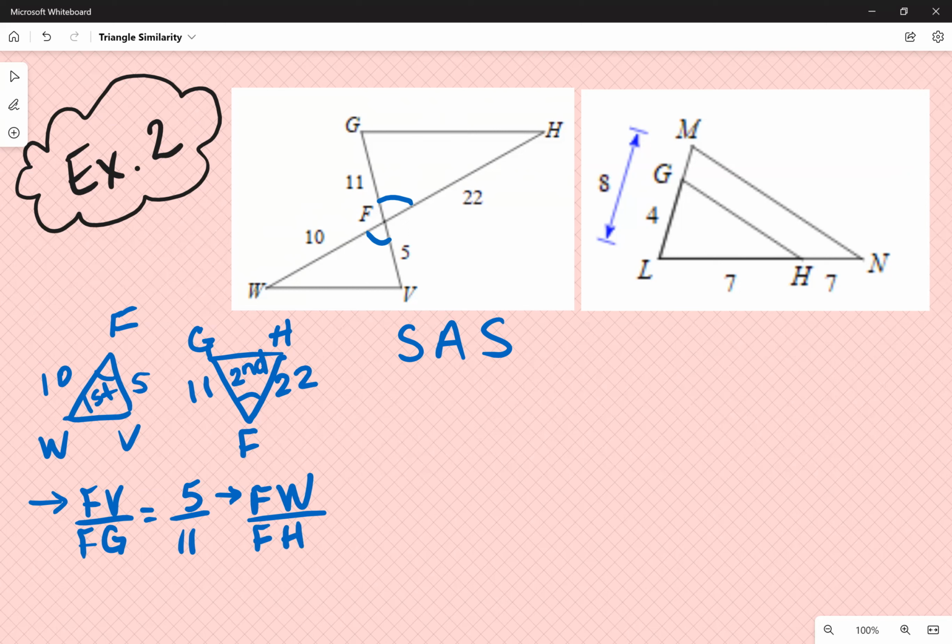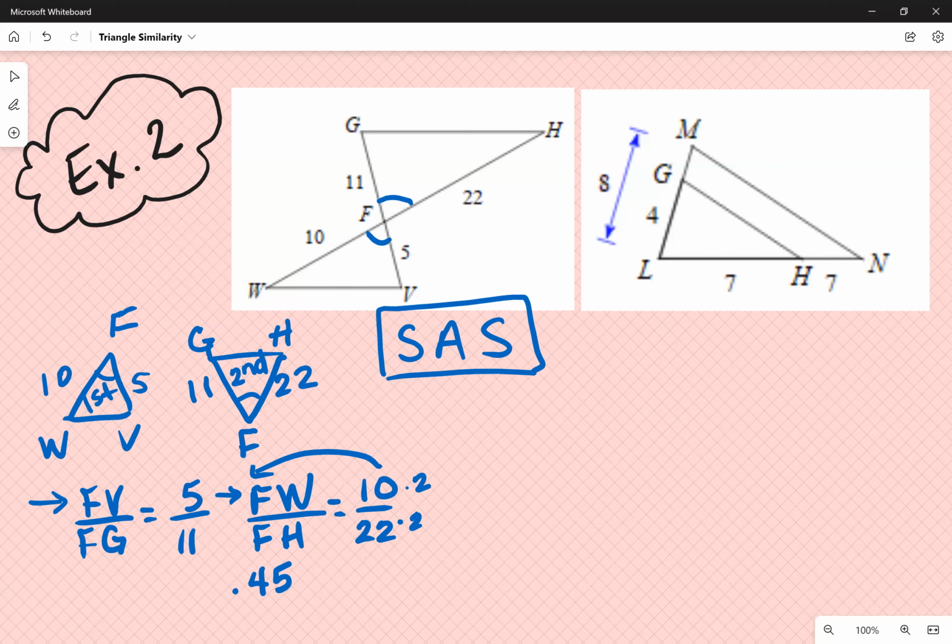So if I'm substituting in for FW, I have 10, and for FH, I have 22. Well, I can just simplify this and see that it's going to be the same number. So if I divided both of these by 2, I'm going to end up right back at this similarity ratio of 5 over 11, or decimal 0.45 rounded to the nearest hundredths. So therefore, I know that this first figure is similar by side angle side.